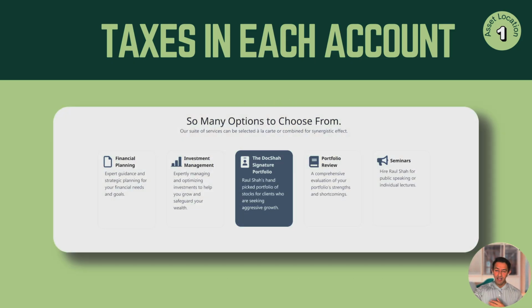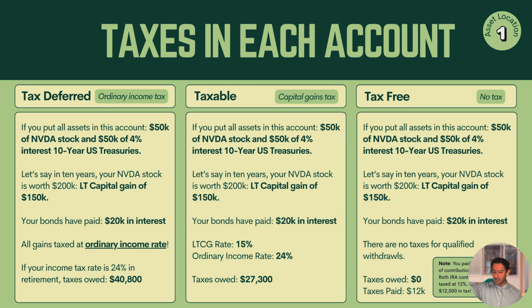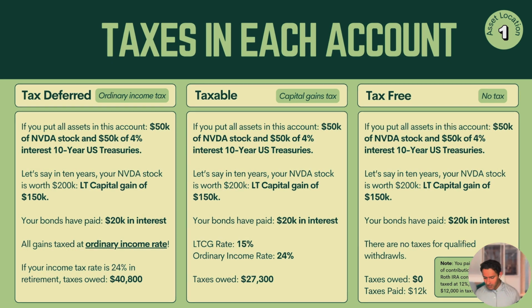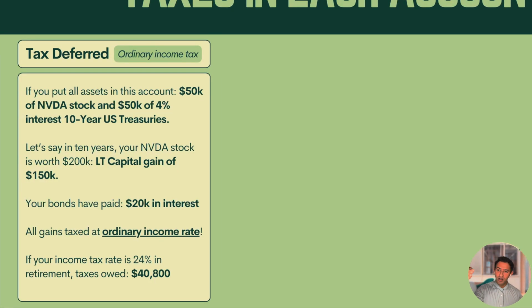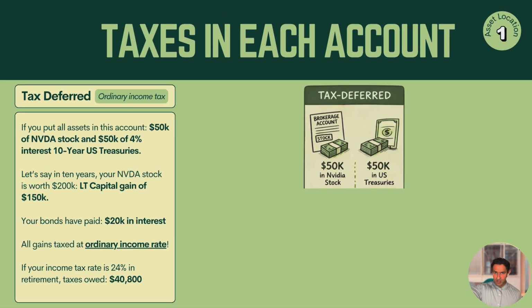Because when I'm working with clients at Doc Shaw Financial, we're always looking at future projections and trying to minimize the after-tax impact of every investment that we're making. So in 10 years, let's say NVIDIA is worth $200,000. So you have a long-term capital gain of $150,000. Let's say that your bonds are paying 4% in interest a year. So in 10 years, you have $20,000 in interest.